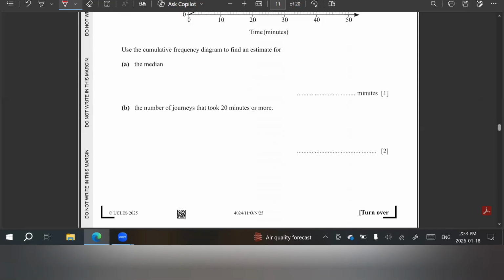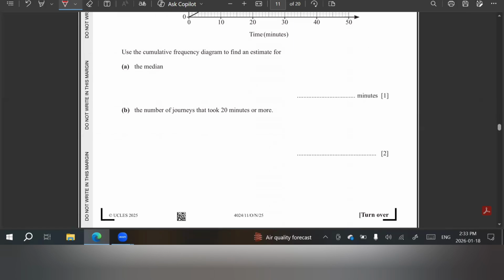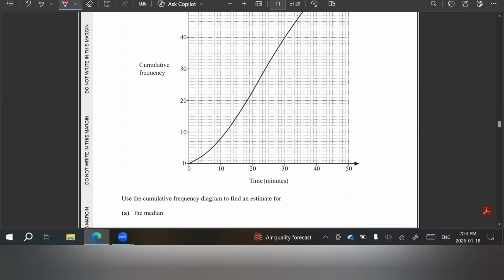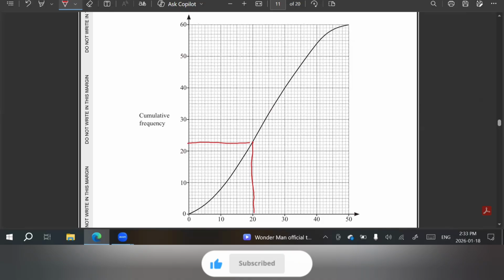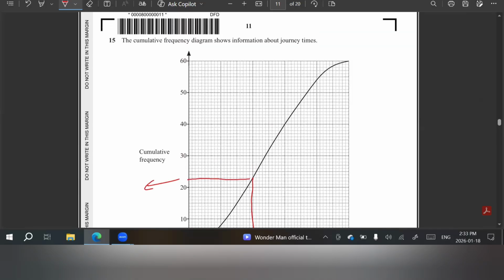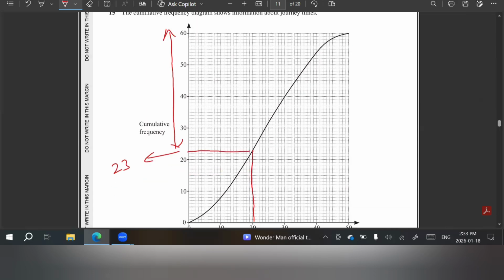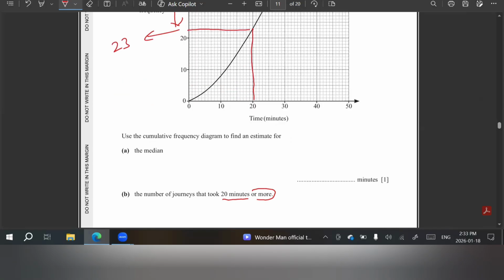The question is the number of journeys that took 20 minutes or more. This word is very important: 20 minutes or more. The minutes are represented on the x-axis. You can see here. From 20 minutes, I will go to the graph. Then I will check what the value is here. I think the value is 23. I will check how many people are above this time. That is my answer, because he asked me 20 minutes or more.